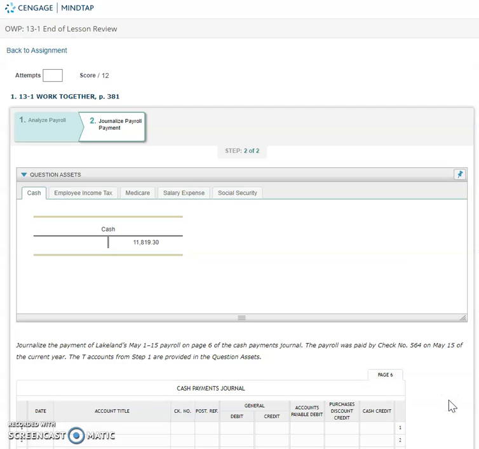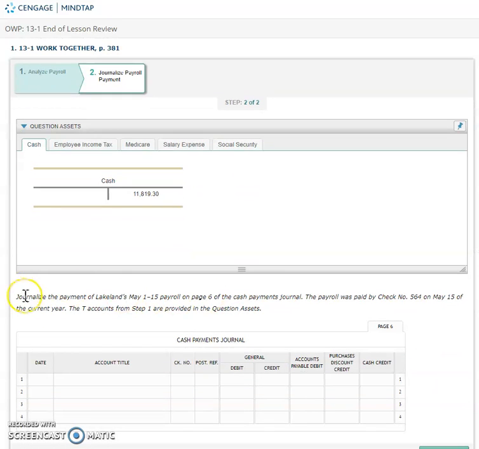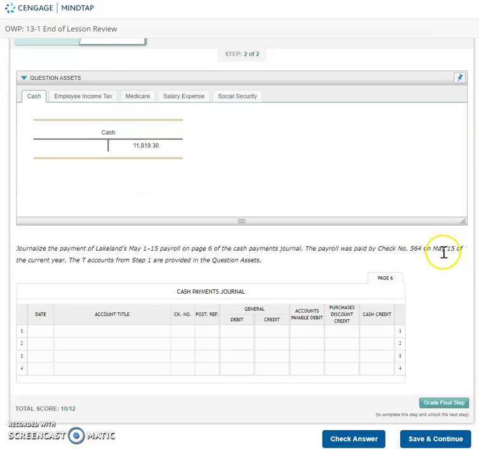and next step. So step number 2, it says that we're going to journalize the payment of Lakeland's May 1st through the 15th payroll on page 6 of the cash payments journal. The payroll was paid by check number 564 on May 15th of the current year. The T accounts from step 1 are provided in the question asset. So it's always important to read those directions because they will give us some details that we will need to know. Like here is the date of our payment. So I'm going to put in May 15th for my date.